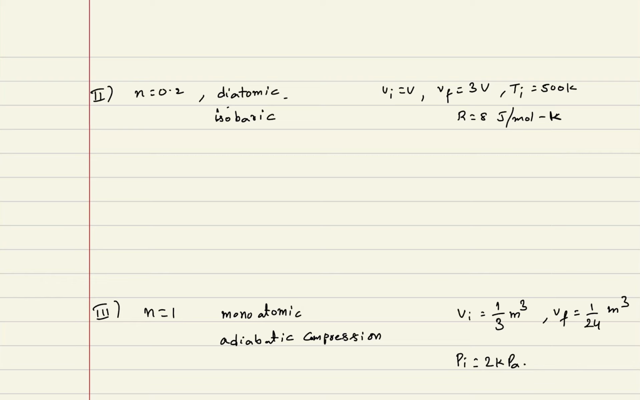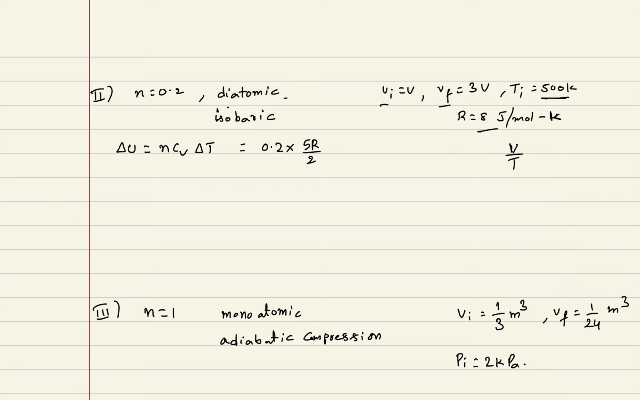There is 0.2 moles of diatomic gas isobarically expanding from Vi to Vf, which is 3V, and temperature is 500 Kelvin. R value is given. So you need to calculate delta U. Delta U is equal to n Cv into delta T only, every time. So n value is 0.2, Cv for the diatomic gas is 5R divided by 2, and delta T value.